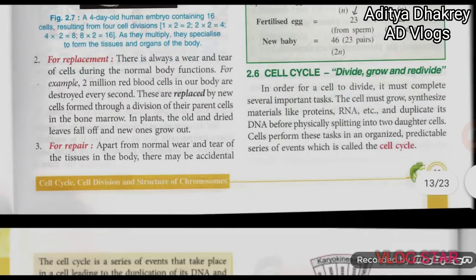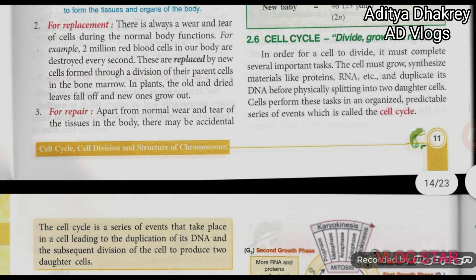Second point, for displacement. There is always wear and tear of cells during normal body functions. For example, 2 million red blood cells in our body are destroyed every second. These are replaced by new cells formed through division of their parent cells in the bone marrow. In plants, the old and dried leaves fall off and new ones grow out.